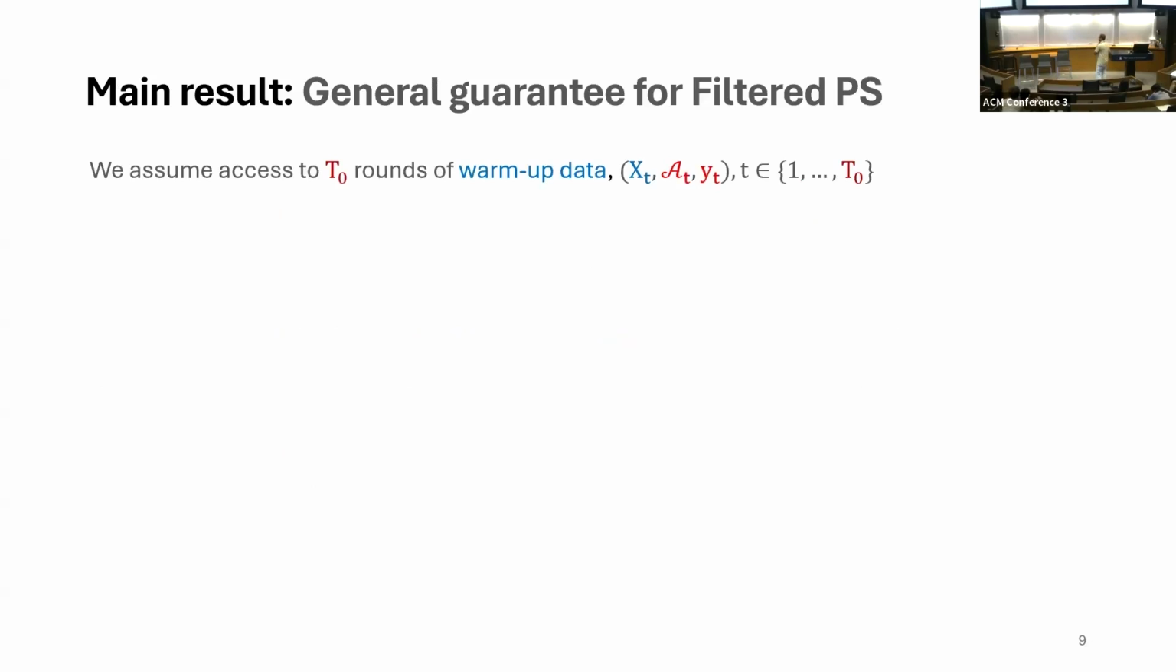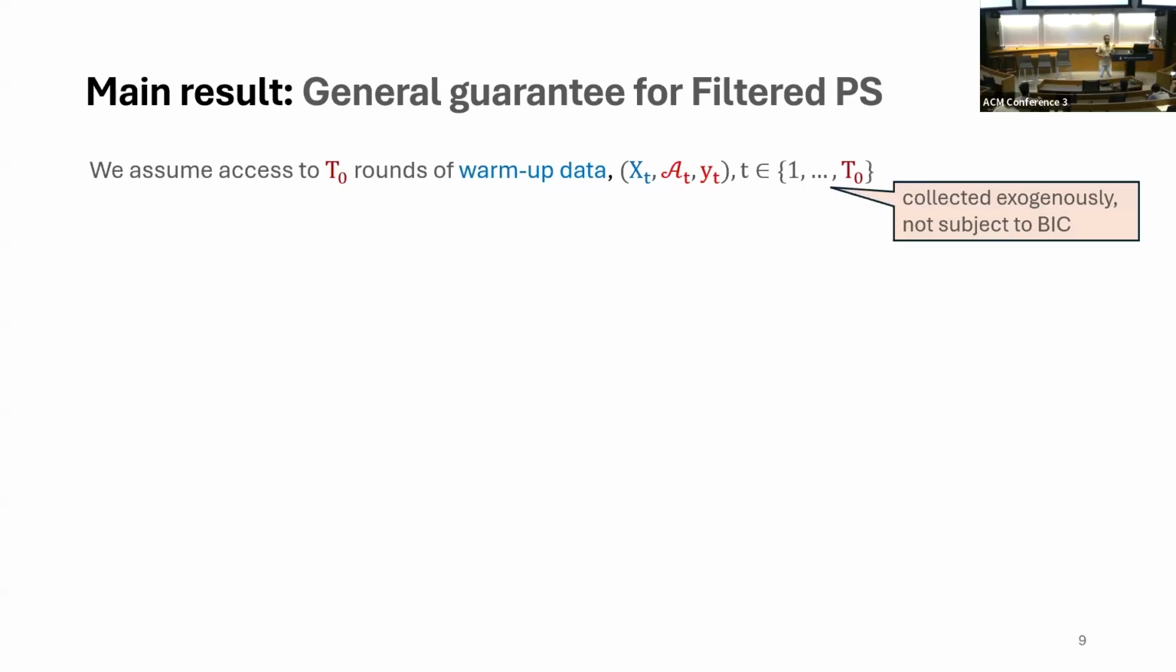Okay, so before I state our main theoretical result, I think it's important for me to talk about what this is essentially based on. We assume access to T0 rounds of what we call warm-up data. This warm-up data is essentially T0 tuples of the form type, action, and reward: X_t, A_t, Y_t for some T0 number of rounds.